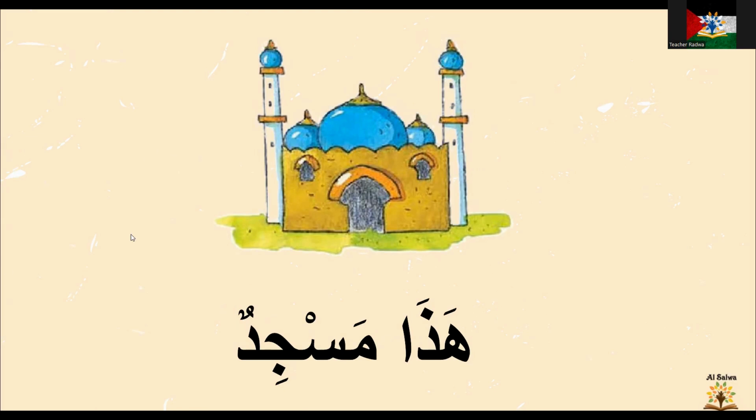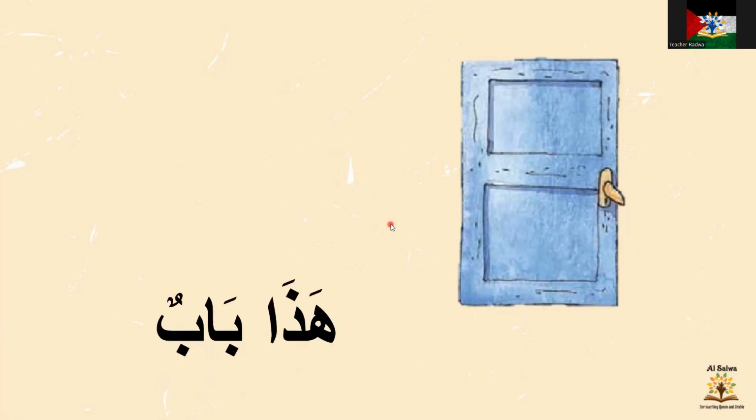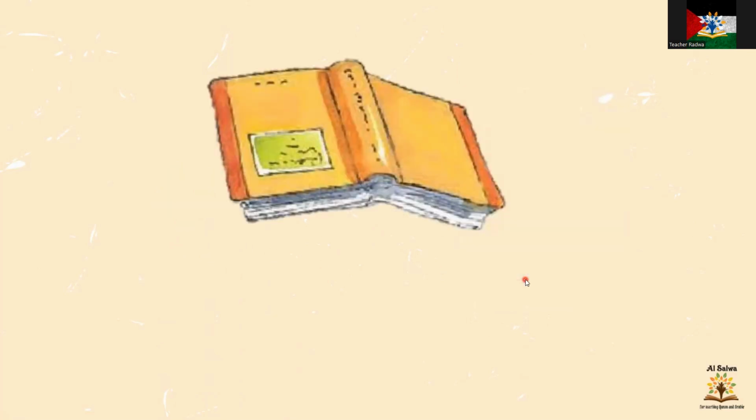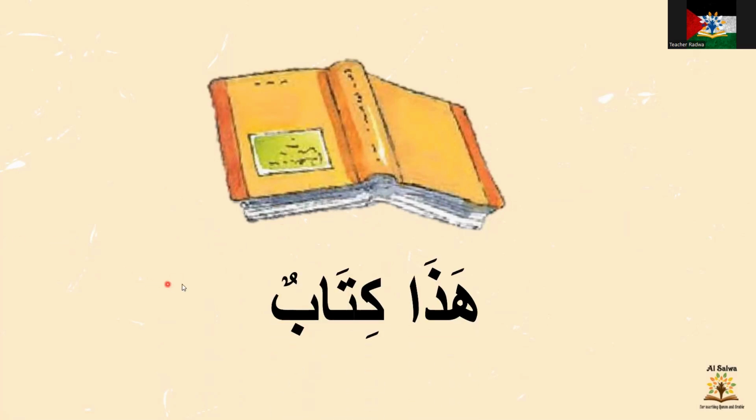Okay, great. Let's do the next one. That is a door. So we say this is a door. هذا, do you know? باب. هذا باب. That is a book. So this is a book. What does book mean in Arabic? 1, 2, 3. Okay, time's out. It is kitabun. When we want to say this is a book, what should we say? We use the first word هذا. This is kitabun. This is a book.